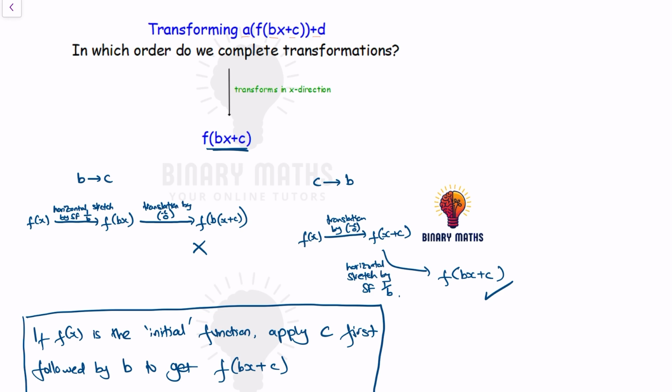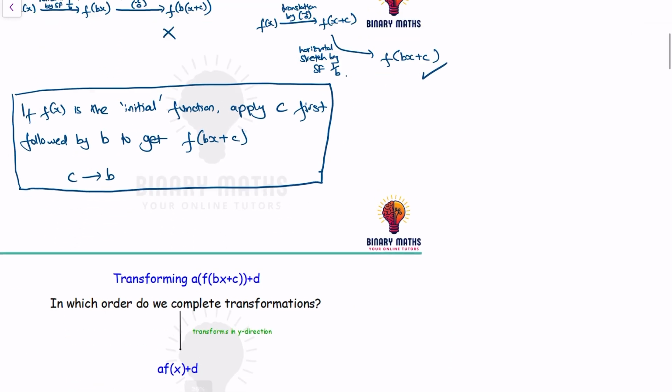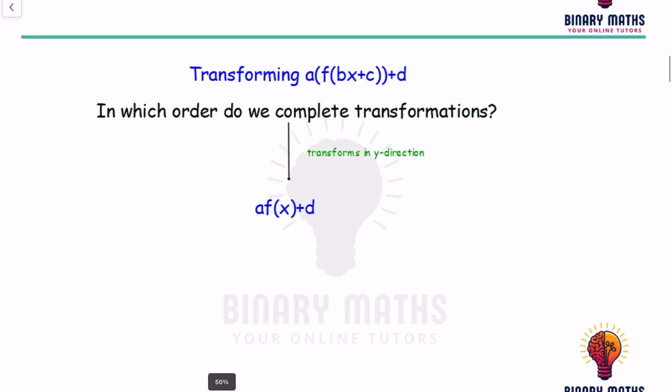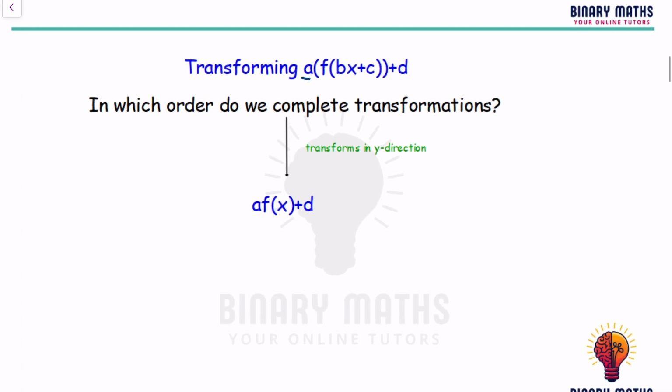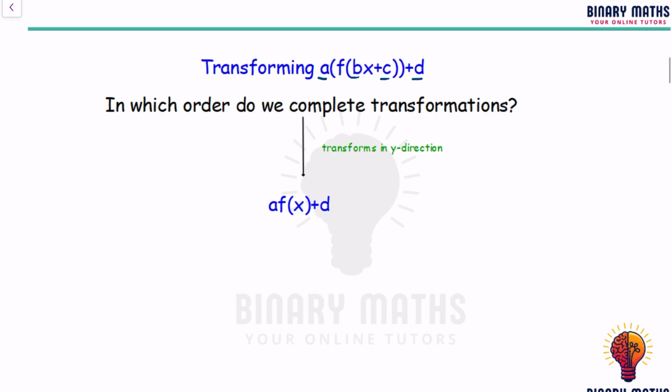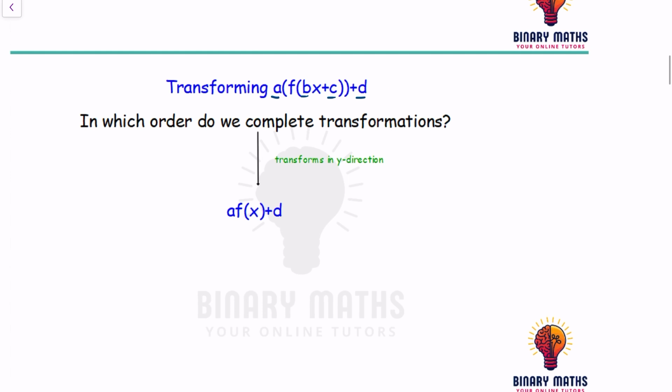Okay, let's do the same thing with everything that affects the y. So if we're looking at this complicating thing, a, b, c, d, then the things that apply to the y are obviously the constants outside the bracket, which are a and d. So when we're looking at transformations in the y direction, we're just looking at a times f of x plus d. Okay, so we need to look at, do we do a before d in this case, or do we do d before a?